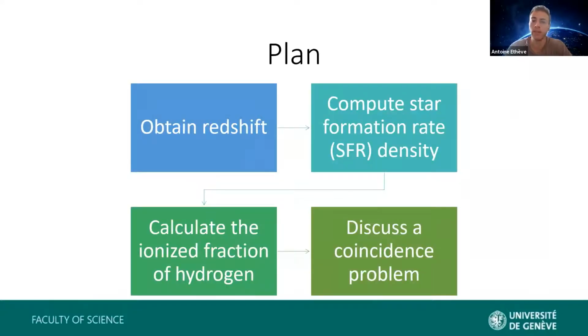Okay, so the first step is to calculate the redshift, because all time-dependent quantities will be expressed in terms of redshift. Then we will be able to determine the star formation rate density the same way as Robertson, so we reproduce his results. And from here, we will compute the ionized fraction of hydrogen in the intergalactic medium. This will give us information on the reionization history. And finally, we will discuss the coincidence problem of the reionization epoch.